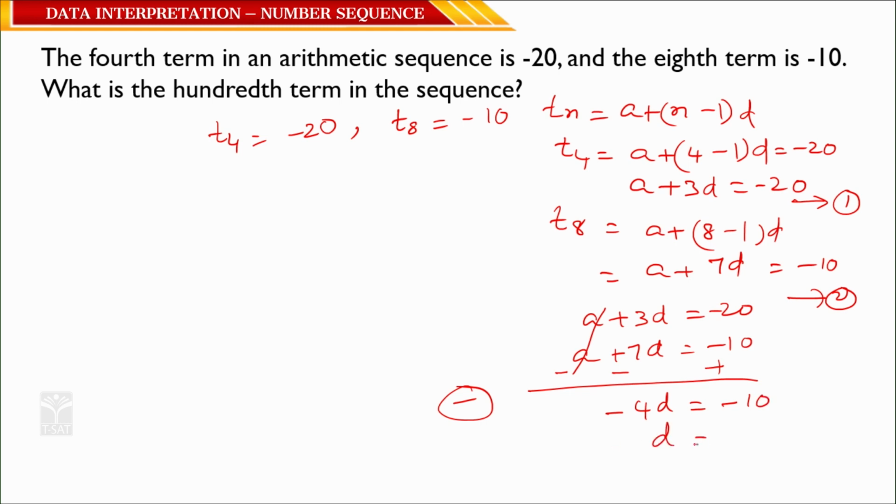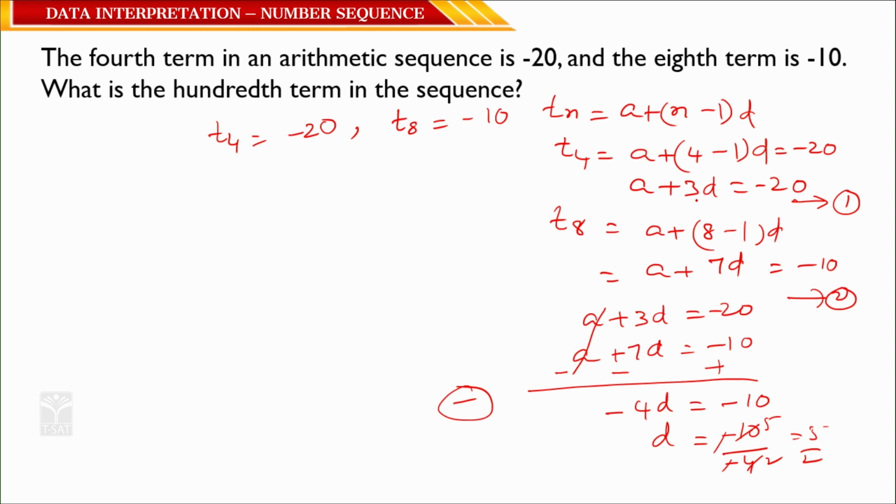So, D is equal to how much? Minus 10 by minus 4, the minus signs get cancelled, 2 5s are 10, 2 2s are 4, so the D value is 5 by 2. Clear? Okay. Now, we can find the 100th term. If you want to find the 100th term, what is required? The A value is required.